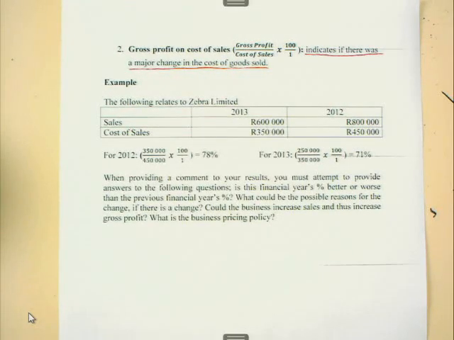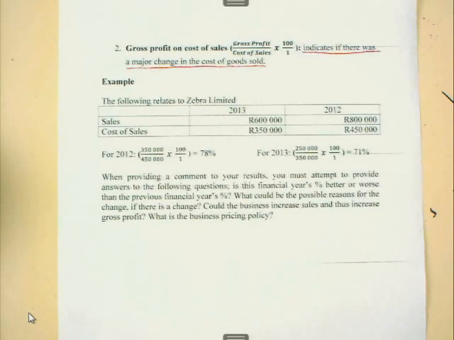You also took the same information as the first one from Zebra Limited. We gave you the 2 years so that we are consistent. The 2012, and we are given the 2013. The sales remain at 800,000 and the cost of sales still remains at 450,000. For 2013, your sales are now 600,000. The cost of sales is 350,000.